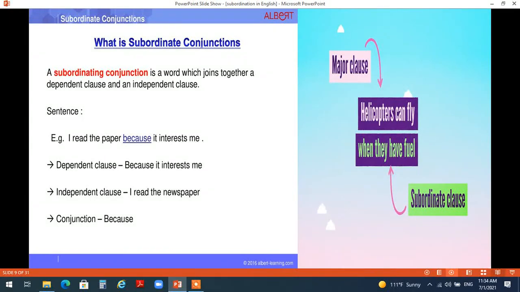Also, in the example here, helicopters can fly when they have fuel. Again, here we have a complex sentence in which we have used the subordinator when to join these two clauses. So, the first clause, helicopters can fly, will be the major or the main or the independent clause, while the other clause, when they have fuel, will be treated as the subordinate clause or the dependent clause.